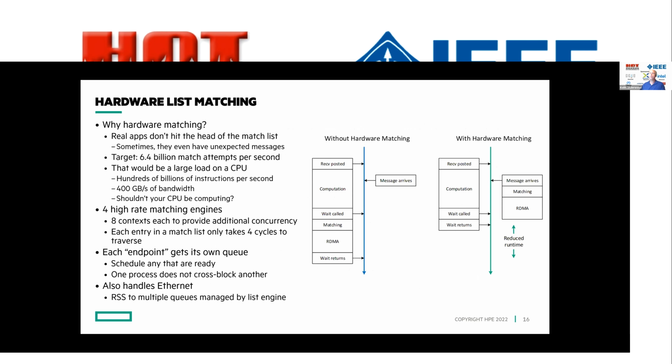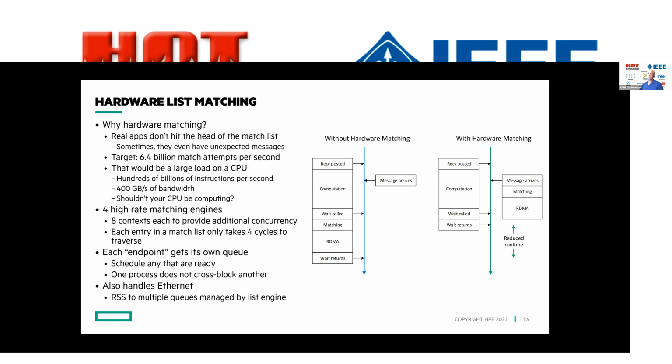We do hardware matching, and the reason for that is that a lot of real apps don't hit the head of the list. Sometimes real apps even have unexpected messages. Actually, a lot of times real apps have unexpected messages. And so we wanted to sustain a message rate even in the presence of a posted receive queue in MPI. So you've posted more than one receive and you have to traverse down it.